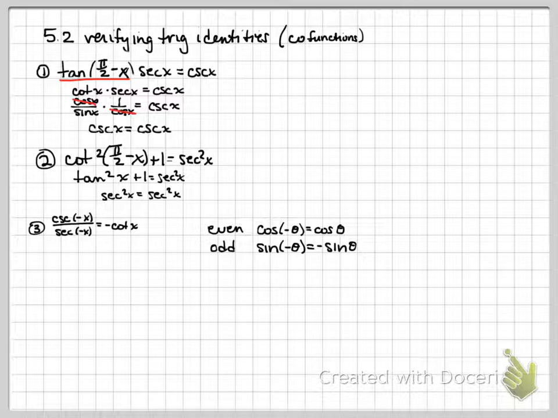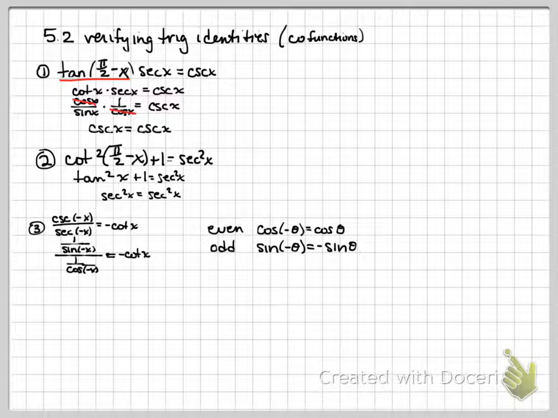So if I have cosecant of negative x, well, cosecant is the reciprocal for sine, so I'm just going to flip that one over. So it becomes sine of negative x. And there's a couple different ways of doing this; this is the way I'm going to do it. So I'm just going to leave that negative x there. And secant is 1 over cosine of negative x. And I want it to equal negative cotangent of x.